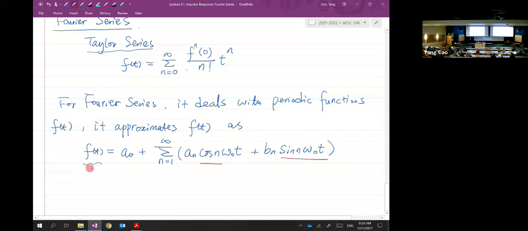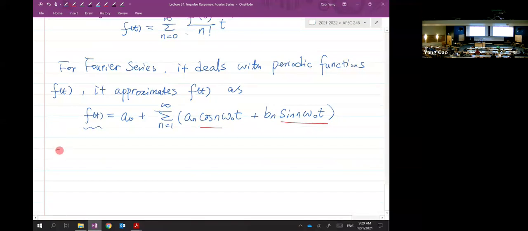Whatever your original periodic function is, once you express it using Fourier series, maybe your original periodic function is a box, a sharp edge, you don't see the sharp edge anymore. All you see on the right side is a whole bunch of smooth cosine and sine terms. That's basically what Fourier series is all about.